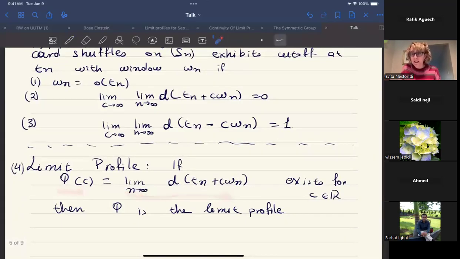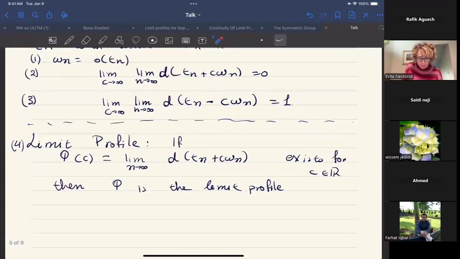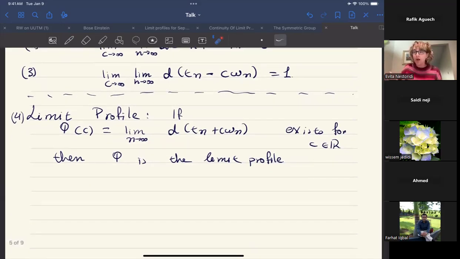Does this limit exist, and so on. Also, in my definition here, I sort of require cutoff to define it, but there are examples where we have limit profiles and cutoff doesn't occur. So I'm just doing my best to give a definition and tell you all I know about this object.